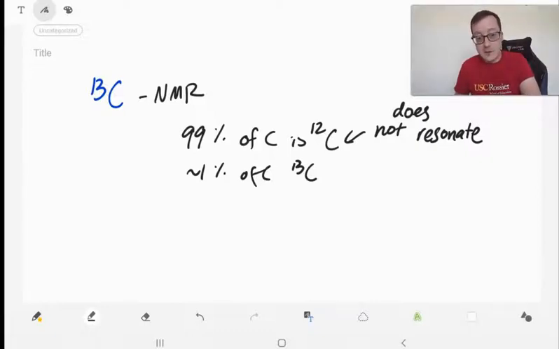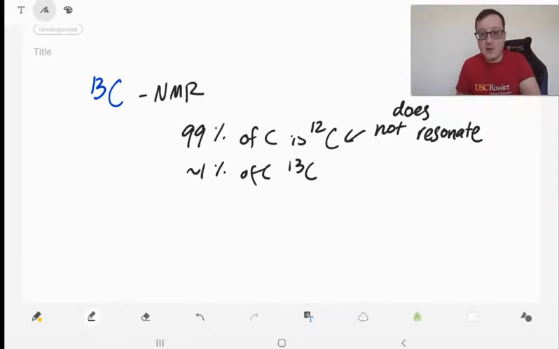And so as a result, it's actually much harder to acquire a carbon-13 NMR spectrum because we just don't have as much of it, right?